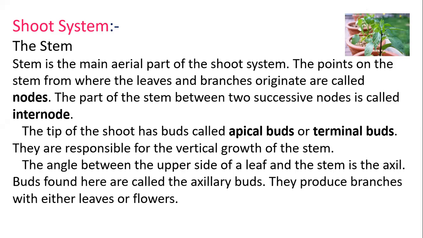The angle between the upper side of the leaf and the stem is the axil. Buds found here are called the axillary buds. They produce branches with either leaves or flowers.